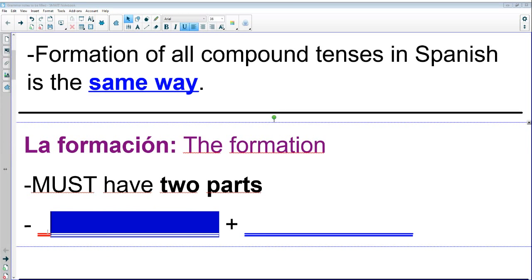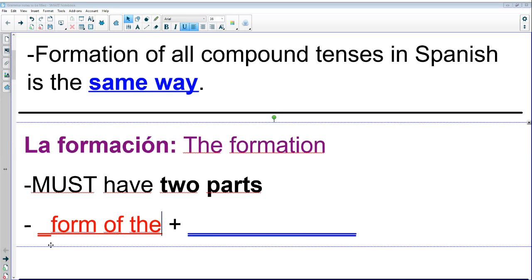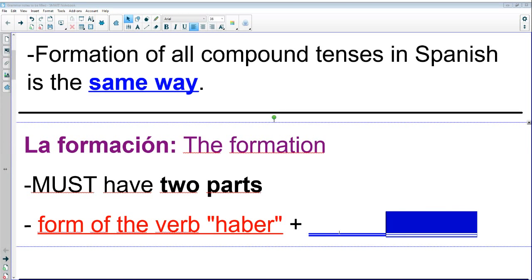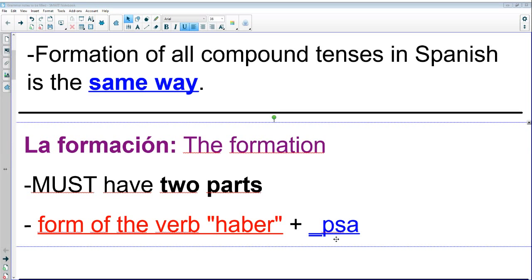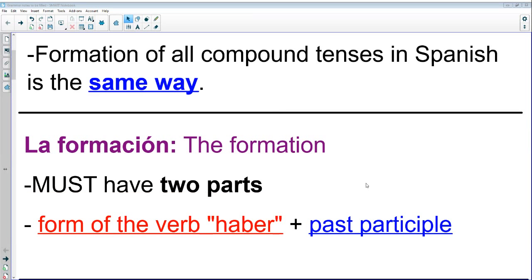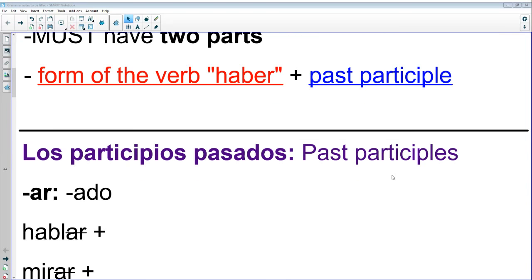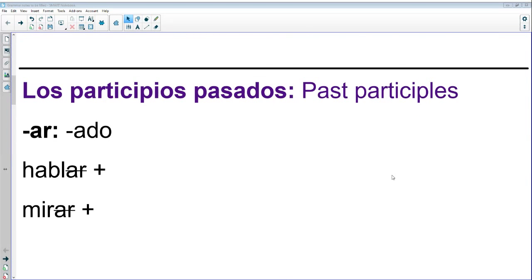The first thing that you always must have is a form of the verb haber. That's always your first part. And then the second part is always your past participle. Okay, so those are the two parts you must have. Form of haber and the past participle. What changes between each of the compound tenses is the form of haber. The past participles stay the same. So once you learn them once, you always know how to form past participles. So speaking of los participios pasados, let's take a look at them.